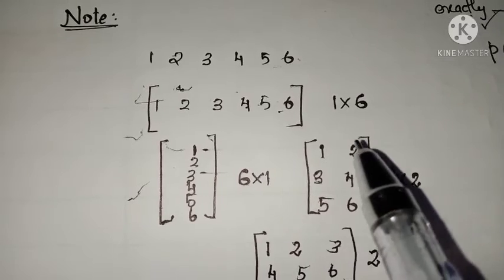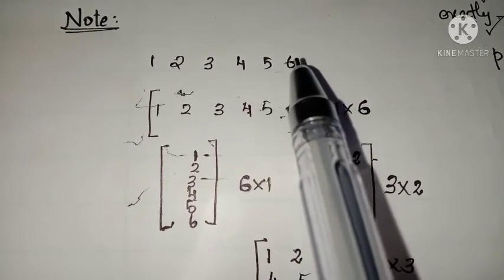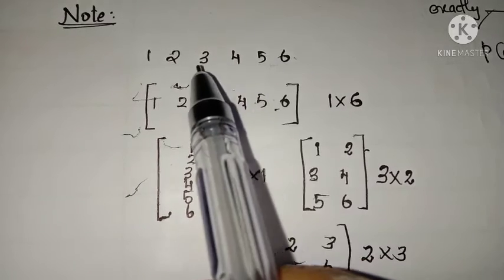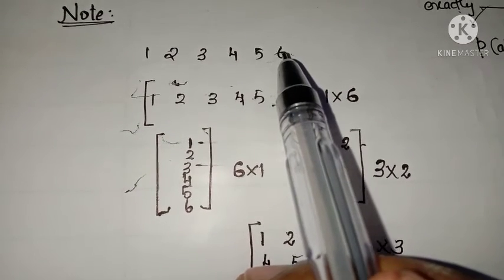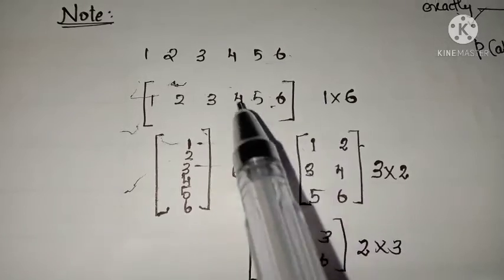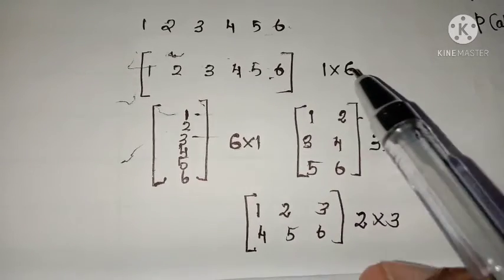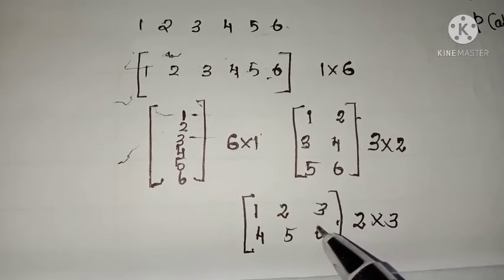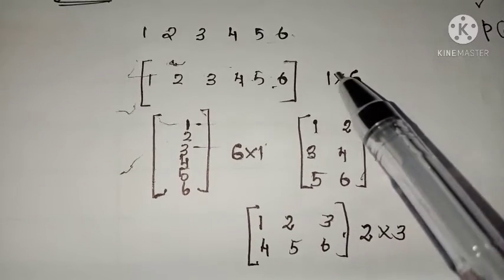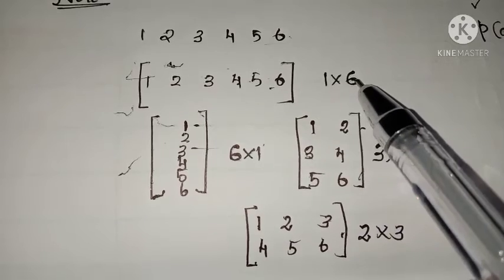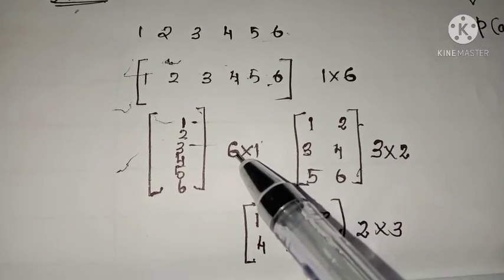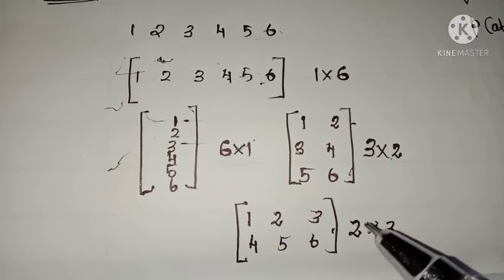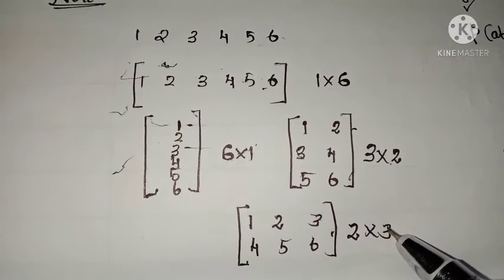That means, listen students, here we have 6 elements. Suppose a matrix has 6 elements, these 6 elements can be arranged in 4 ways of matrices. One of the forms is a 1 by 6 matrix. Another one is a 6 by 1 matrix form. Another form is 3 by 2. And the last form is 2 by 3.